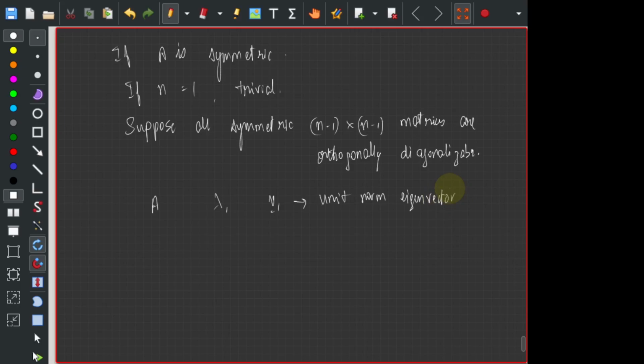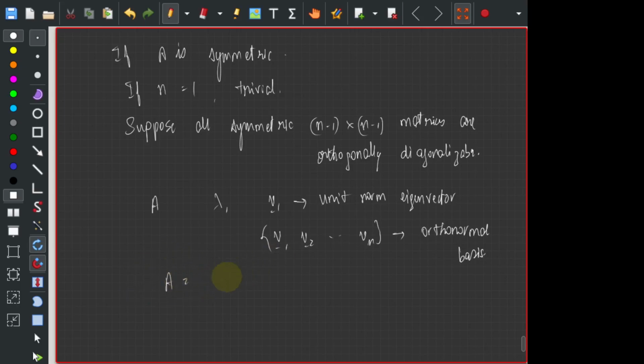Now I'll do Gram-Schmidt orthogonalization of the vector space starting from V1. I don't care what the other vectors are, but I'll pick some orthogonal basis. So I'll take V1, V2, and so on, Vn. V2 up to Vn need not be eigenvectors. They're some vectors, but this is some orthonormal basis. How do you get V2 to Vn? I can pick any basis with V1 as one of the basis vectors, and then I do Gram-Schmidt orthogonalization. That will give me an orthonormal basis.